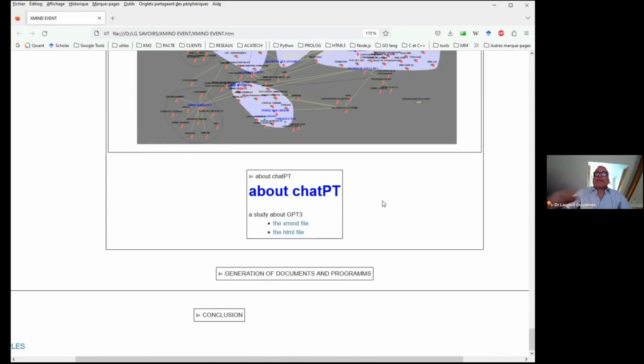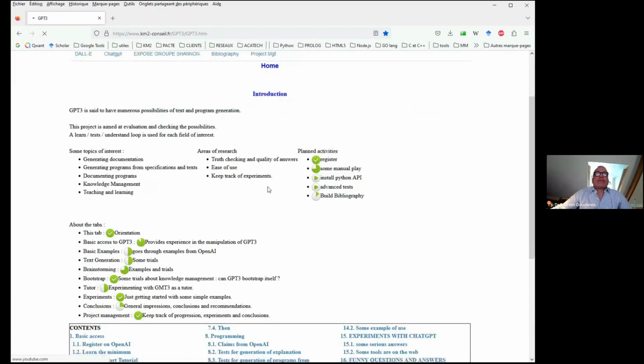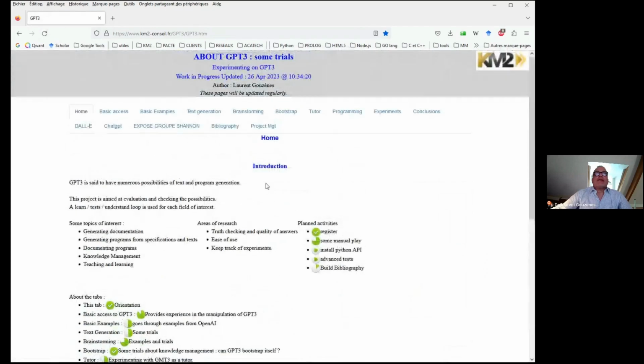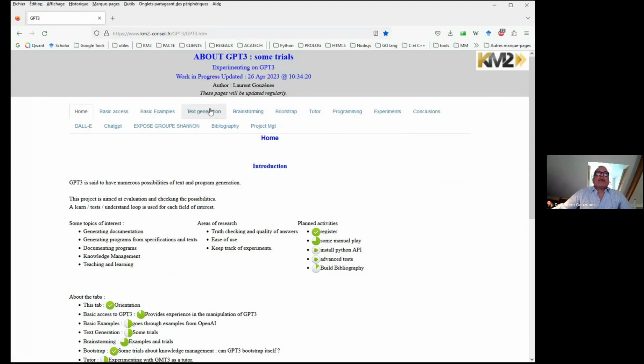One thing we can do also is use it, for example, for studies. I will show you an HTML file, which is the kind of study that you can have. You can read it here, the address is here, and here I have done a little study about GPT-3. I started last year, and I'm still working slowly on it now.